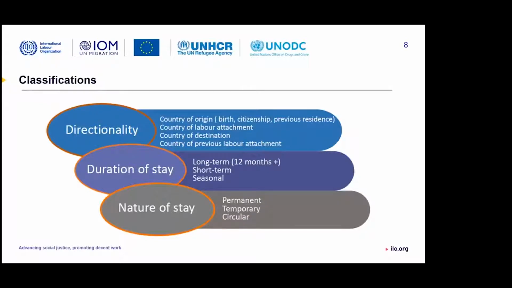So international labor migration is characterized by its directionality, duration, and nature. I think you may be familiar with this. When we're talking about directionality, this is distinguishing between entry and exit of international migrant workers. When we're talking about duration, we're talking about the duration of stay in the country of labor attachment. The nature of international labor migration refers to its permanent or temporary status. And for policy purposes, it is important to make such distinctions.